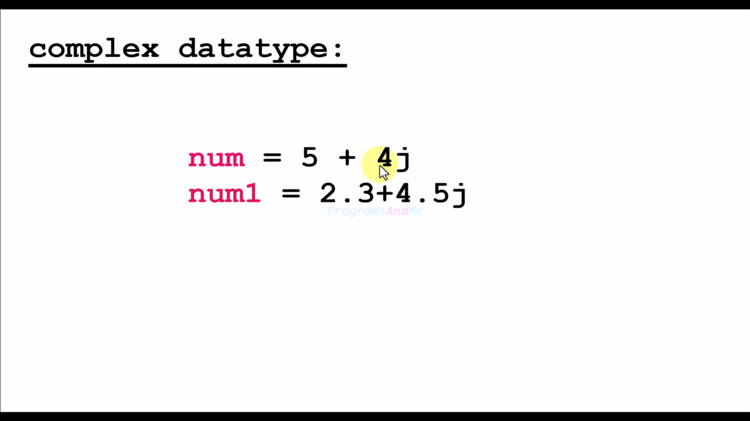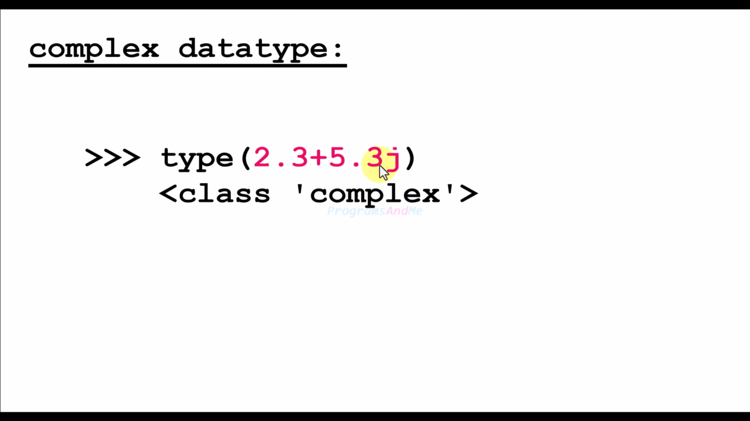Complex numbers are used in standard arithmetic operations and in advanced math or science applications. A complex number in Python typically takes 32 bytes of memory. And when I take a complex number and use the type function on that, then we'll get output as class complex. It belongs to class complex. Okay, so this is about complex data type.